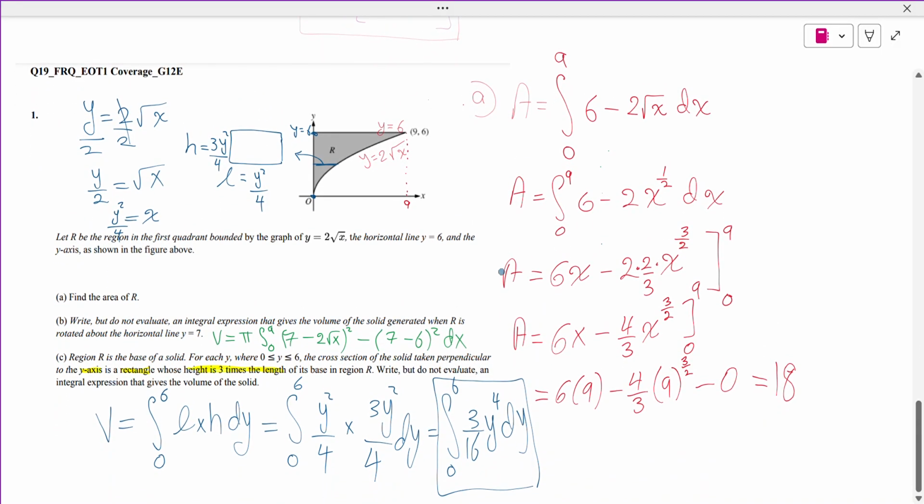I hope that was short, helpful and clear for everyone. So we did part A, the area, part B is the washer method, and part C is the slicing method or the cross-section method. So good luck.